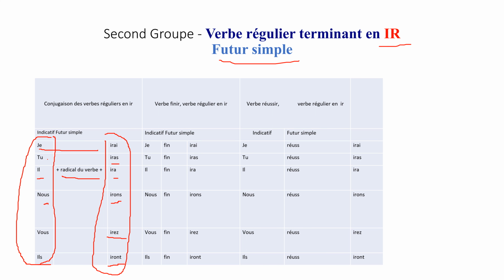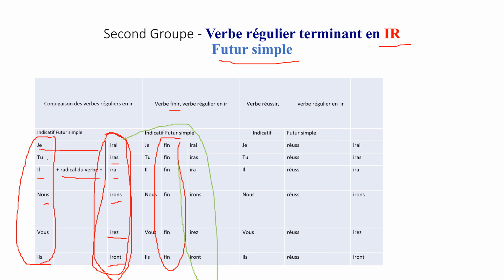Once again, you take your verb finir, you take your root, it goes here, you take your ending right here, and you just take it and you plug it right here. And the same for the verb réussir. This is your future simple.